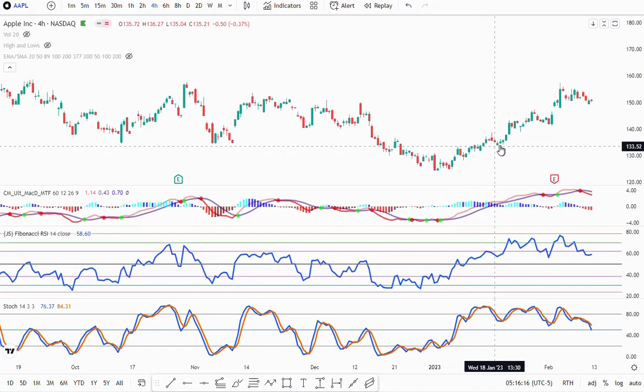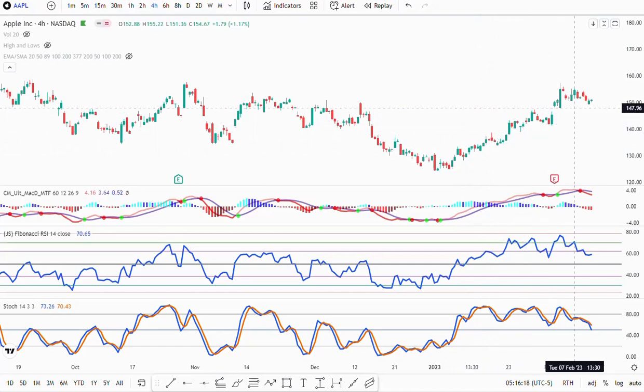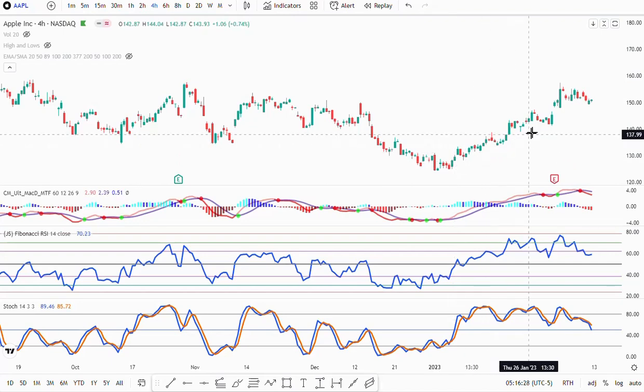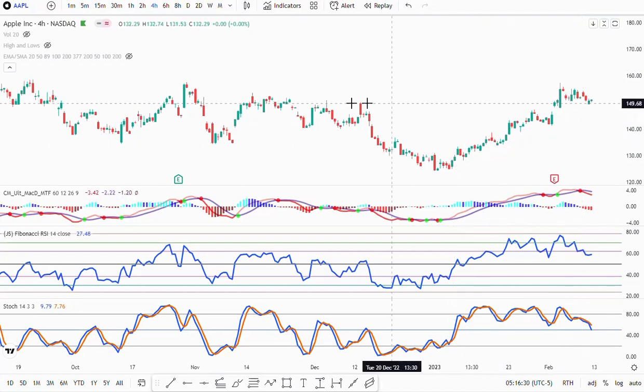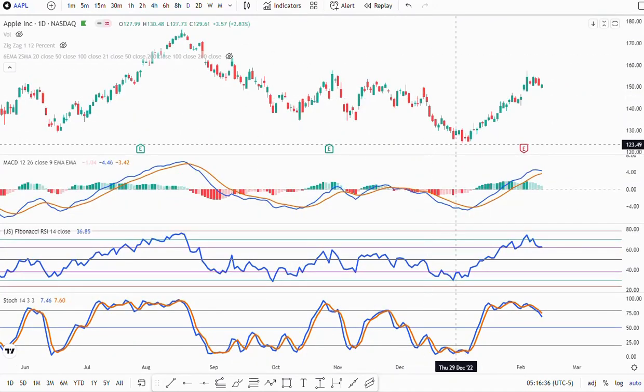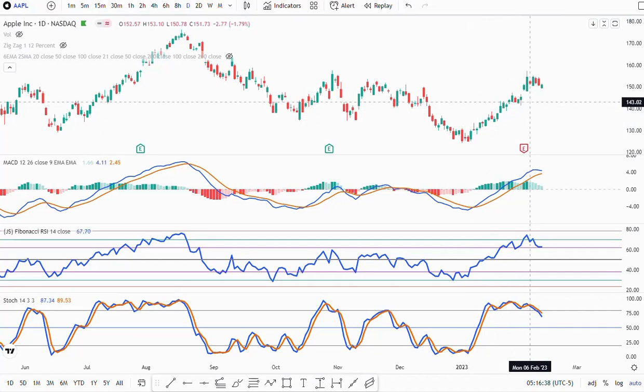And if Apple is to maintain this current structure, then we would expect to see another higher low at some point. And we'll discuss what that point might be. But you can clearly see that the structure right now is completely different from what we saw previously. And going back to the daily chart, you can see the structure of higher lows.